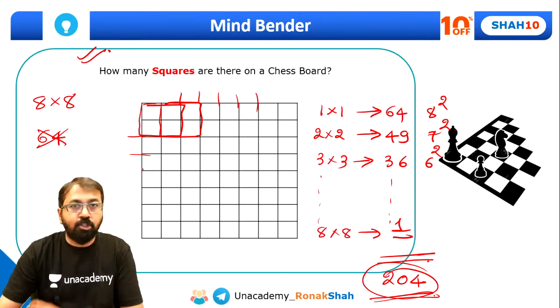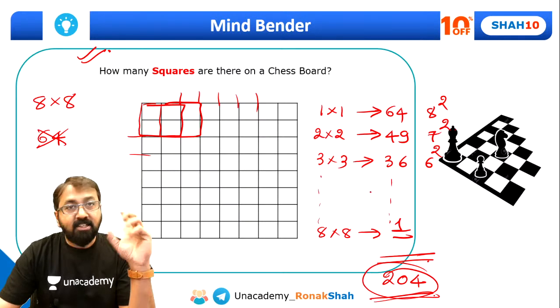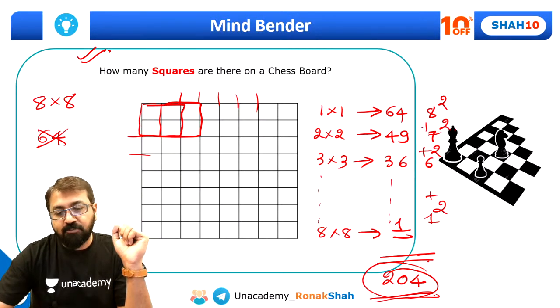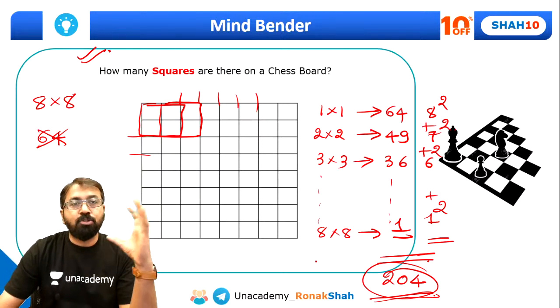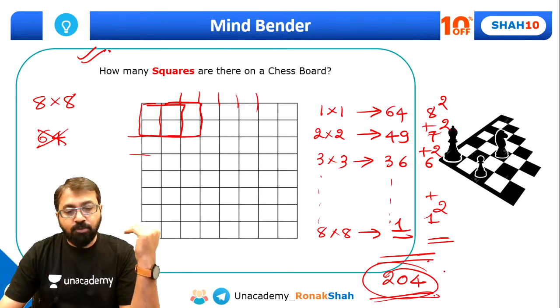In an 8 cross 8 board, you have just 1 square that's the large square, the largest square you can say, which is equal to 1 square. So actually you need to find out the sum of these numbers: 1 square plus 2 square plus 3 square up to 8 square, right? So this is how you can calculate, guys.